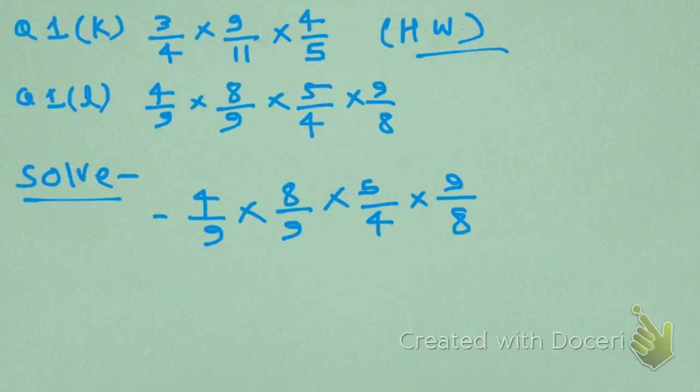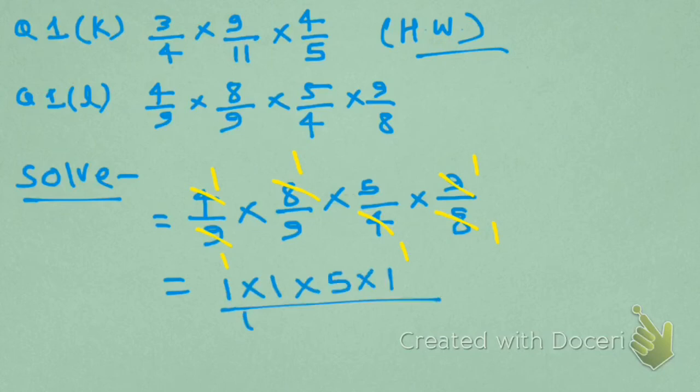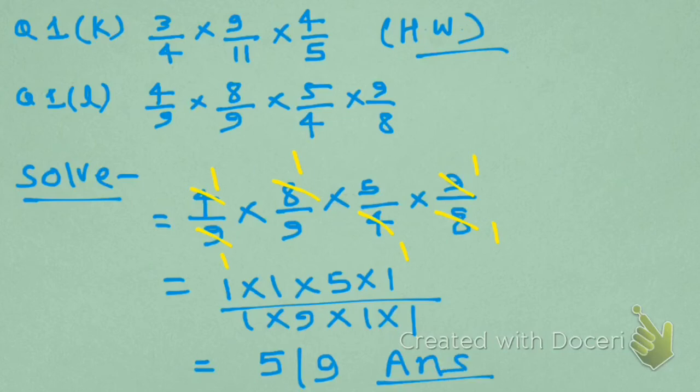Here we have to divide these numbers. Okay, so 9 comes in 9 table 1 times and here 9 will get divided. Here 8, 4 will get divided 1 times and 1 times, and here 8 will also get divided 1 time. So it will become 1 into 1 into 5 into 1, and it will become 1 into 9 into 1 into 1. So it will give us 5 upon 9. This is our answer. Okay, now let's move to next question.